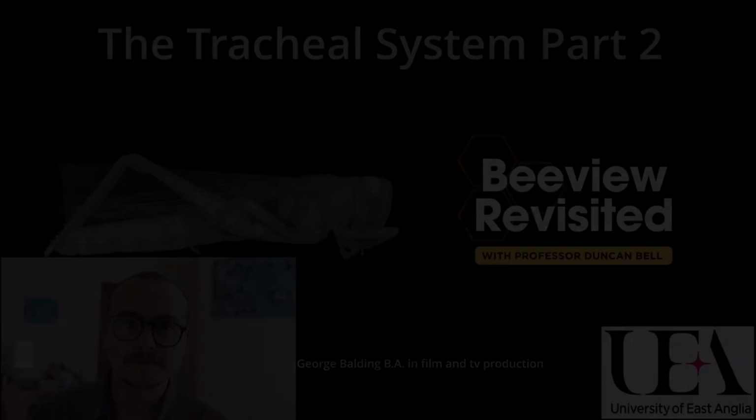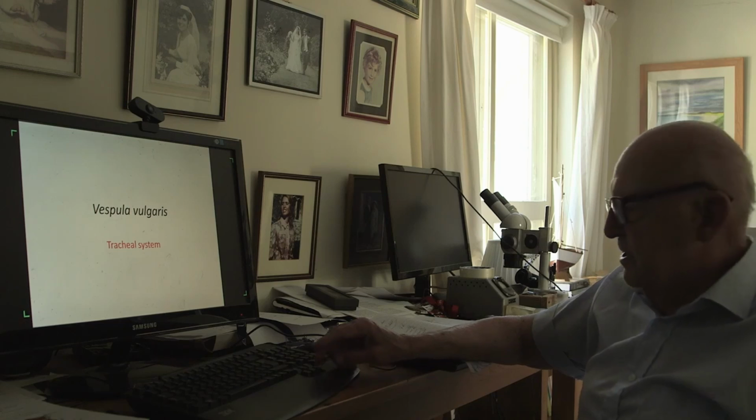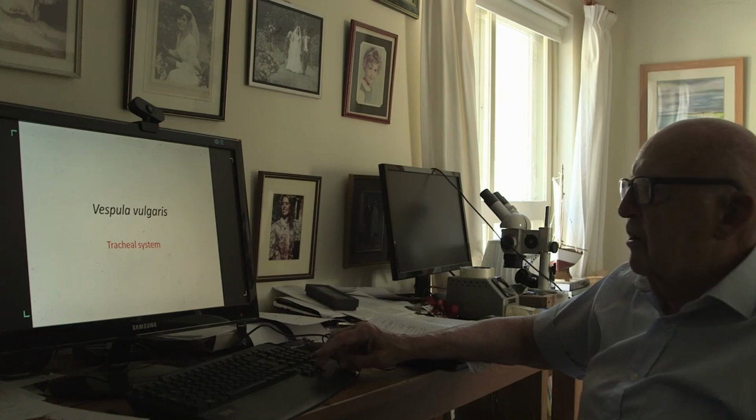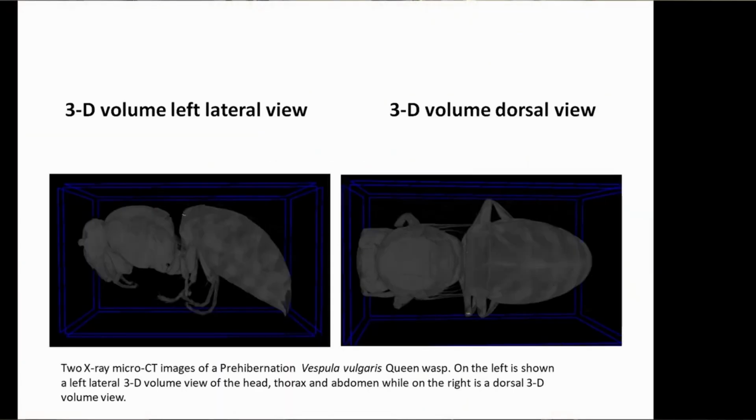the wasp. We're looking at the tracheal system of an adult insect, using as our example a yellow jacket wasp, Vespula vulgaris. We've got two 3D volume views of the wasp head, thorax and abdomen.